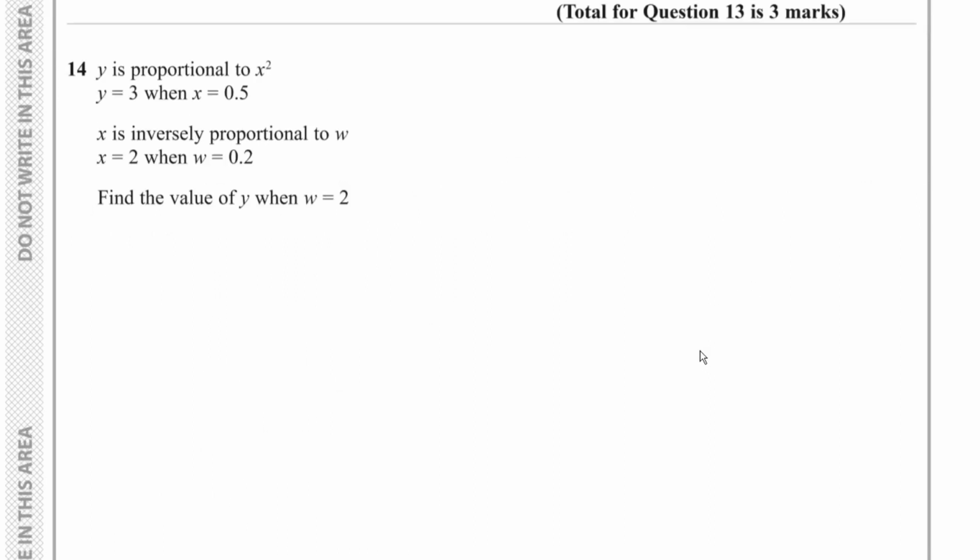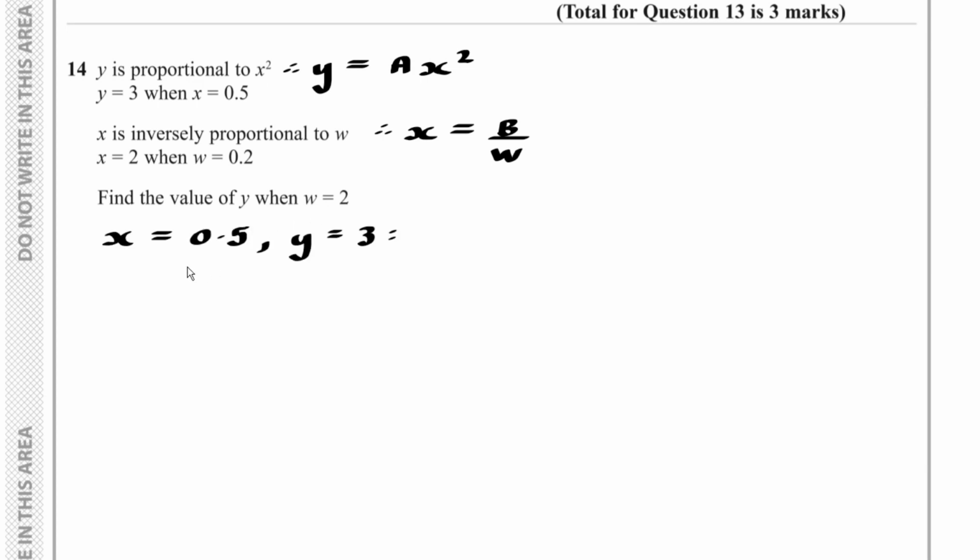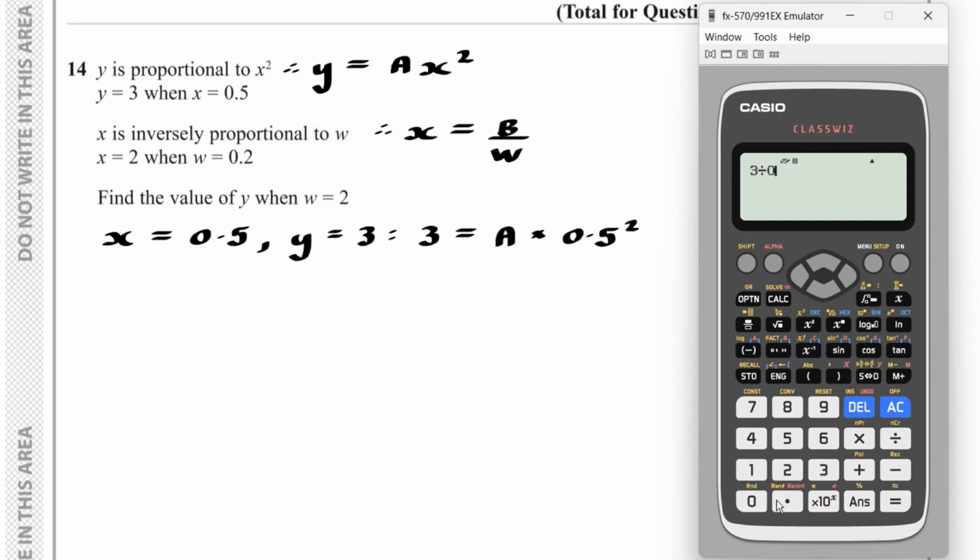Question number 14. Y is proportional to x squared, and if that's the case, y is equal to ax squared. Y is 3 when x is 0.5. X is inversely proportional to w, and if that's the case, x is equal to b over w. X equals 2 when w equals 0.2. We have to find the value of y when w equals 2. So the first thing, when x is 0.5 and y is equal to 3, we have 3 equals a multiplied by 0.5 squared. So, to find out what a is, that's equal to 3 divided by 0.5 squared, which is 12.